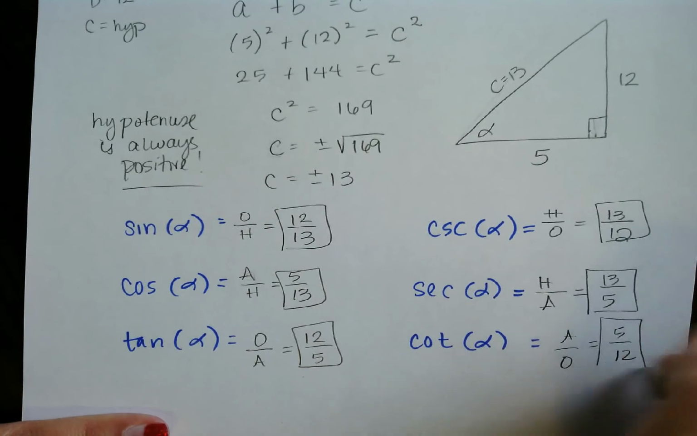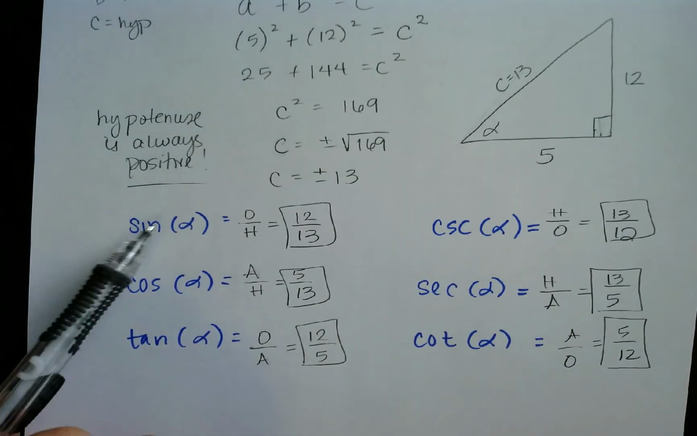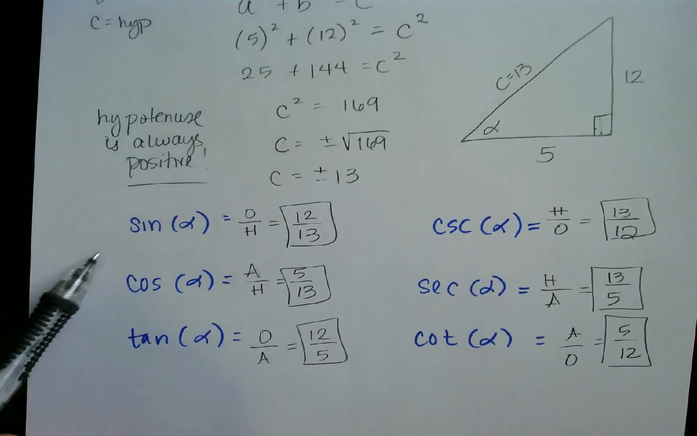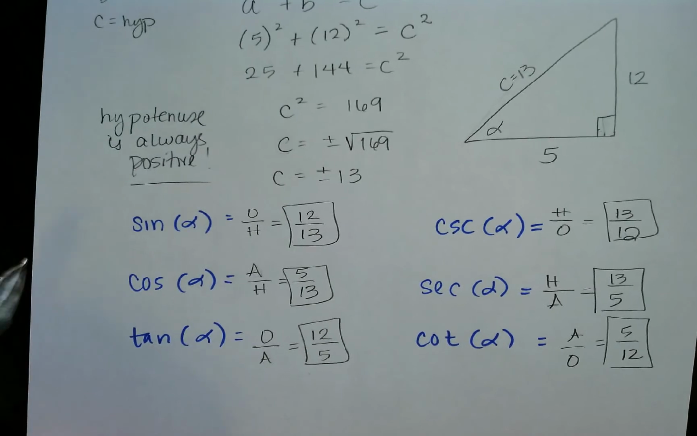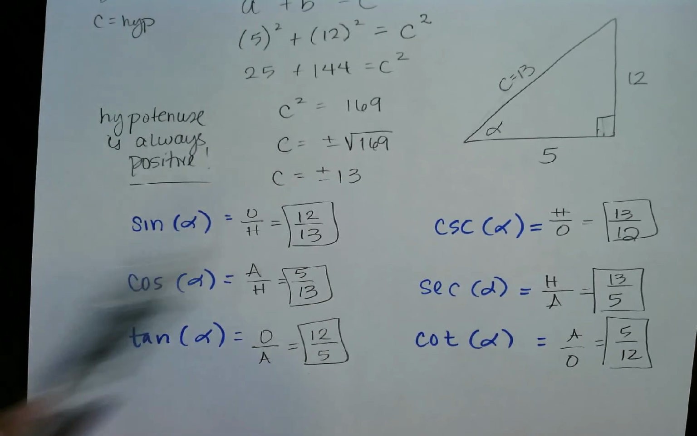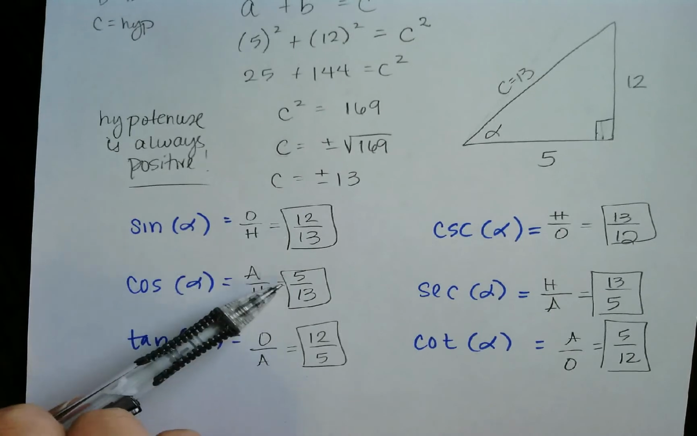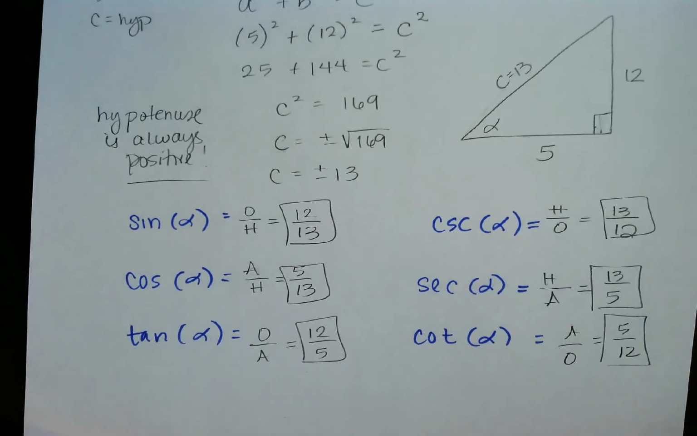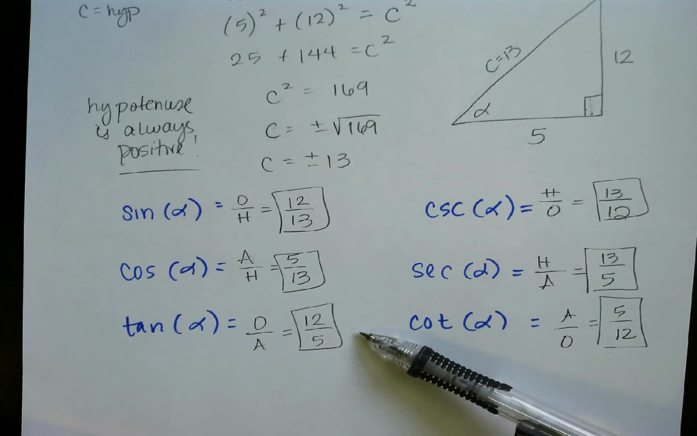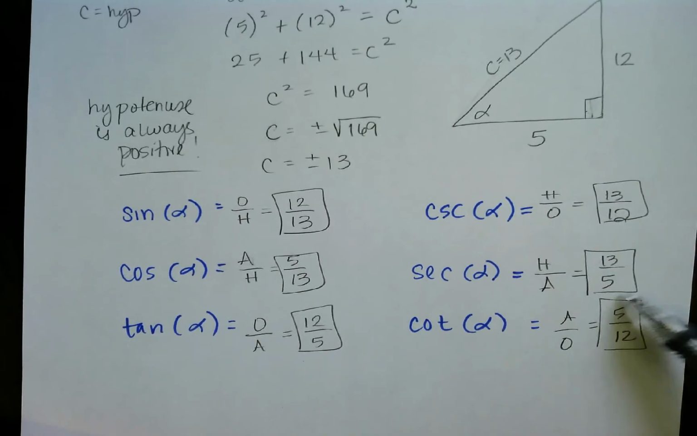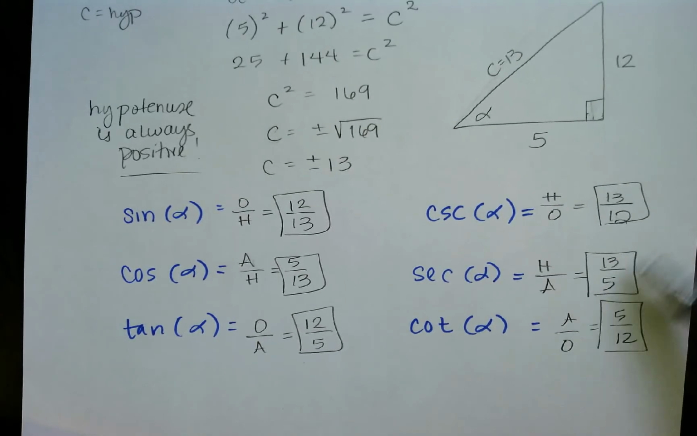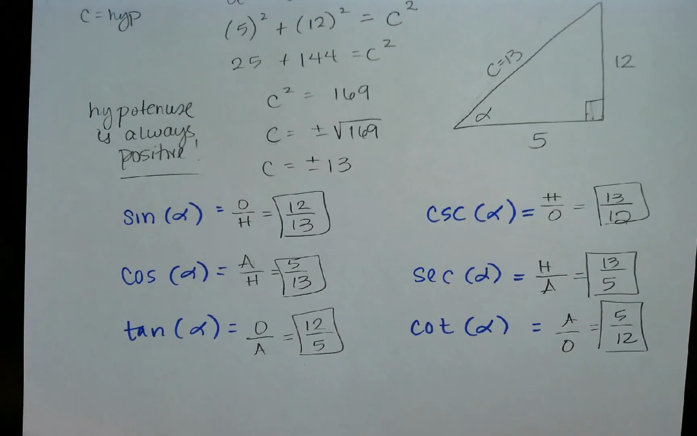Alright, so notice, just to reiterate, sine and cosine, no matter what you're working with, on the unit circle, off the unit circle, can never be bigger than 1, never smaller than -1. 12/13 is less than 1, 5/13 is less than 1. But look at the other guys. Tangent can be bigger than 1, cosecant, secant, because you flip them. So those are allowed to be bigger than 1, smaller than -1.